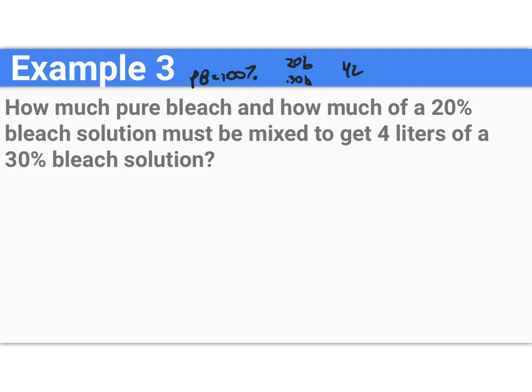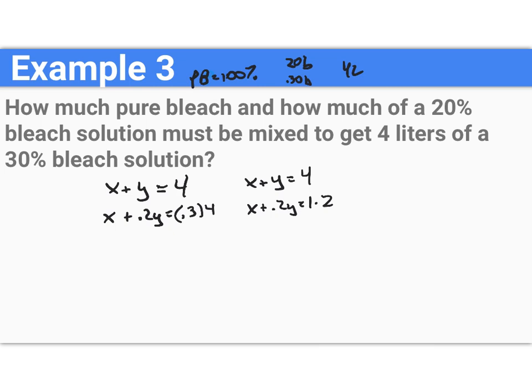So we got pure bleach, let's call it X, because we want to get a 30% bleach solution. Pure bleach plus 20% bleach solution will give us 4 liters. So if we made X pure bleach, then Y must be the 20%. 20% as a decimal is 0.2, and that will equal a 30% solution, but we need 4 liters of that 30% solution. So what do we have? X plus Y equals 4, and then X plus 0.2Y equals 1.2.